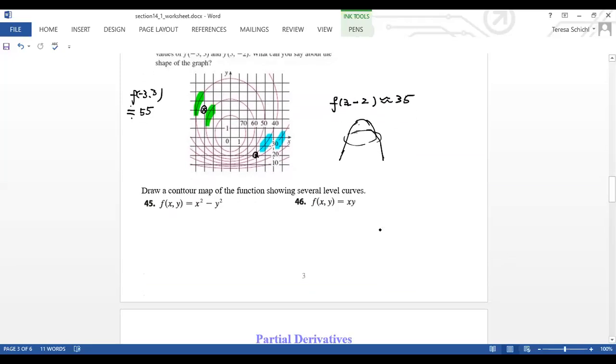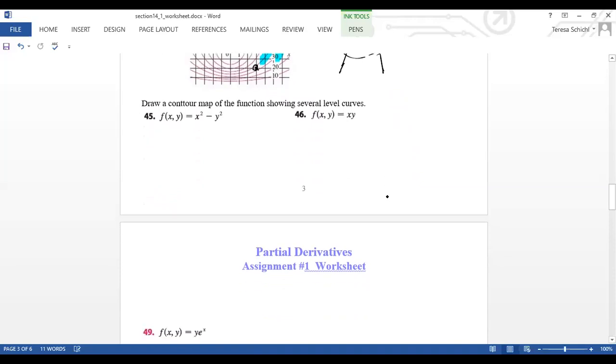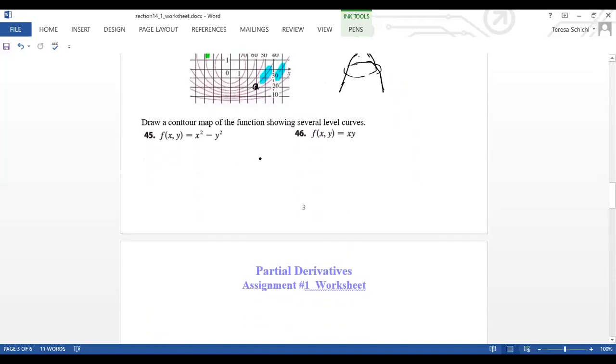Okay, so then the next one's here. We said, draw a contour map for the functions here. So I will take a look at number 45, for the several level curves. For this one, it's a little bit special. So we said the level curve is k equal to x squared minus y squared, right? In general, this is a hyperbola.